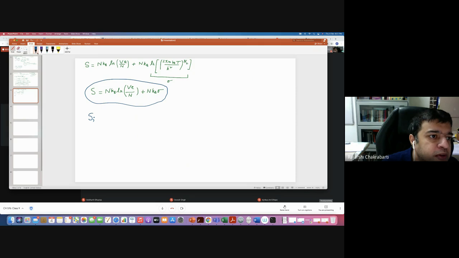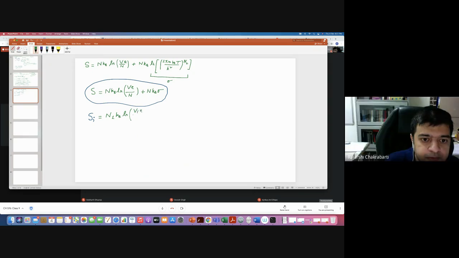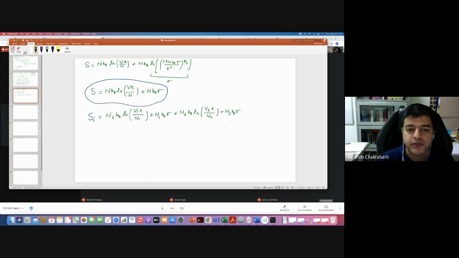Initial entropy would be given by, can anyone tell me? N1 kb log V1 e by N1 plus N1 kb sigma. Okay. What is SF? How do you calculate? Actually, you can calculate two ways, isn't it? If you calculate the previous way, you get the same thing.